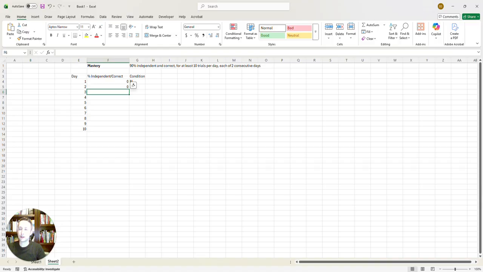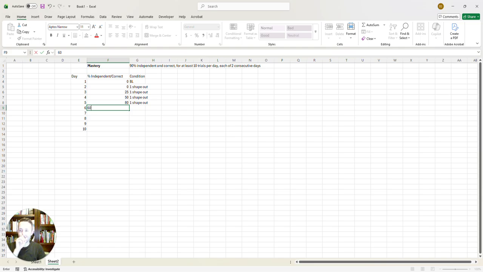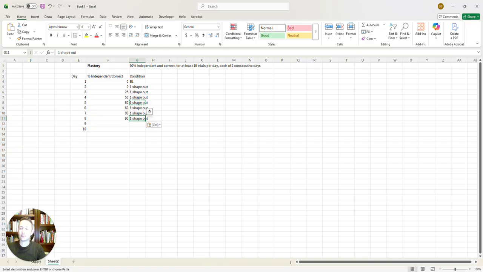And why don't we just call it one shape out, because that's what we're targeting here, right? And then let's say the next day, yay, they were able to fade some prompts and observe some independent responses, 25% correct. And it's still going to be just one shape out for each of these days. Okay, so then they went up to 50% this day, and then 80% here, and then dropped off this day. And then went up to 90%, and then 90%, boom. All right, so that's 2 consecutive days. So kind of looks like it would be mastered, right?